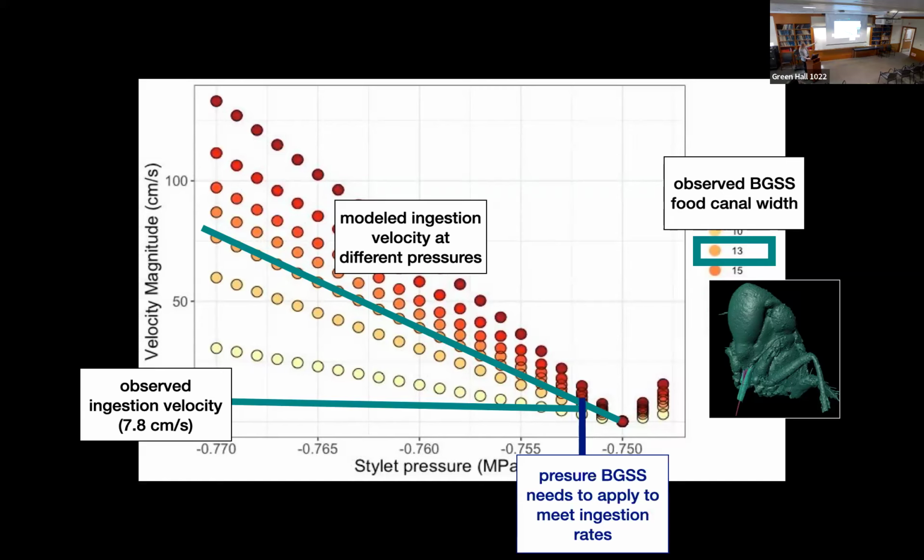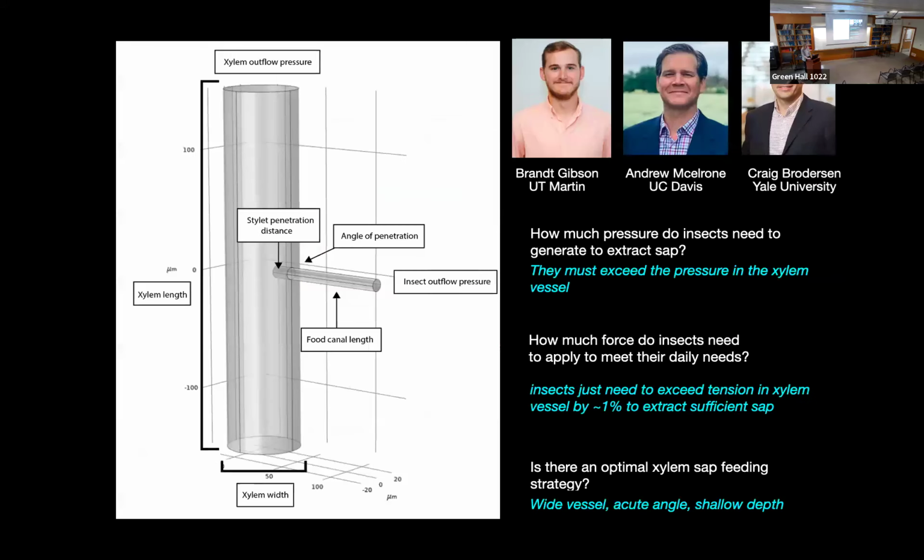From this, it was interesting to learn that these guys only need to exceed the pressure in the xylem vessels by about 1% or less in order to meet their daily needs. So even though they're drinking so much from the plant, they only need to exert a little bit more pressure than what's in the xylem vessel in order to make that happen, which is kind of cool.